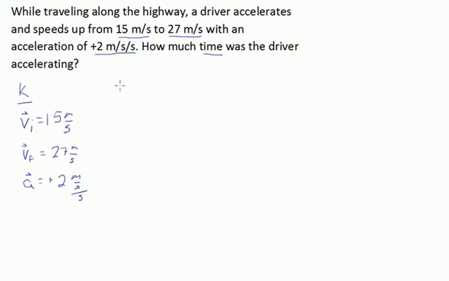So that's everything the problem tells us, what we know. Our unknown is the time. We're looking for how much time this took. So we need an equation, something to relate all of these. And so that would be our acceleration equation, where acceleration is the final velocity minus the initial velocity divided by our time.